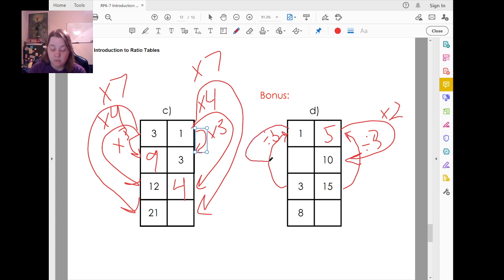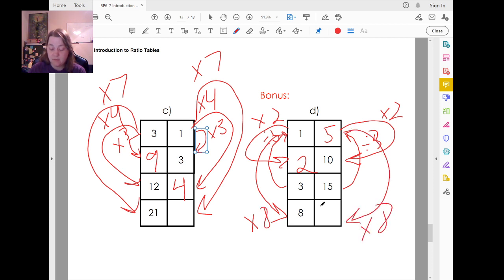Now that I know the ratio is 1 to 5, 5 times 2 gets me 10. Which means 1 times 2 gets me 2. And then to figure out this last one, to go from 1 to 8, I multiply times 8. 5 times 8 is going to be 40.